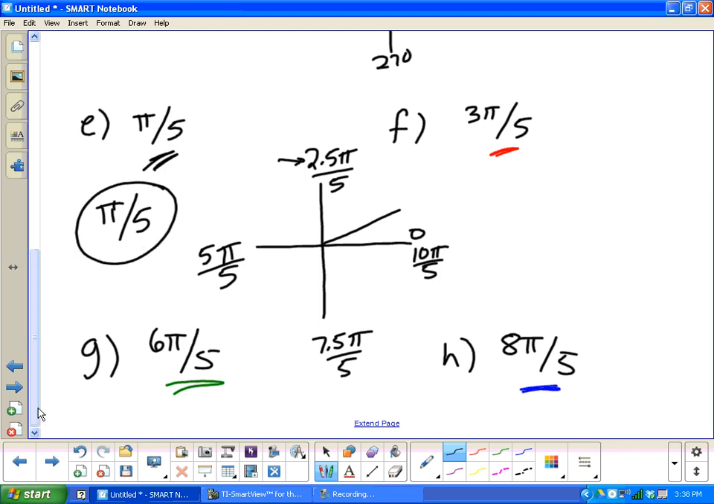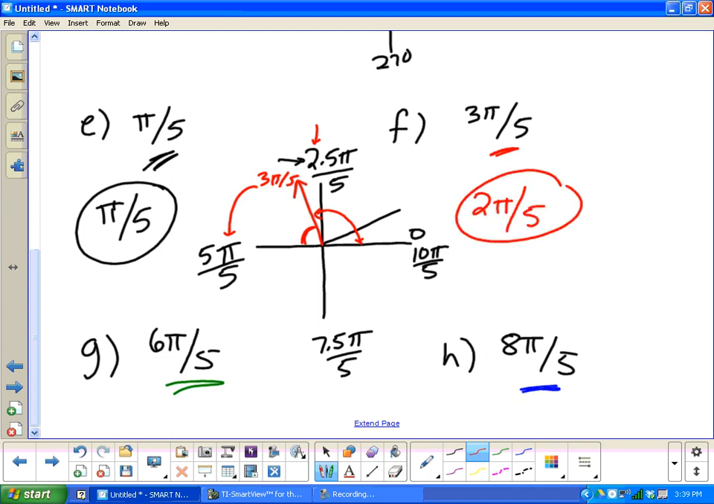Now, let's look at F, which is 3 pi over 5. So notice again, this was 2.5 pi over 5. So this is going to be a little bit past right there. It's going to be 3 pi over 5. So now the reference angle is the acute angle formed with the x-axis, which would be this much. If I'm going from 3 pi over 5 to 5 pi over 5, then I'm going a 2 pi over 5 angle. So 2 pi over 5 is my reference angle.